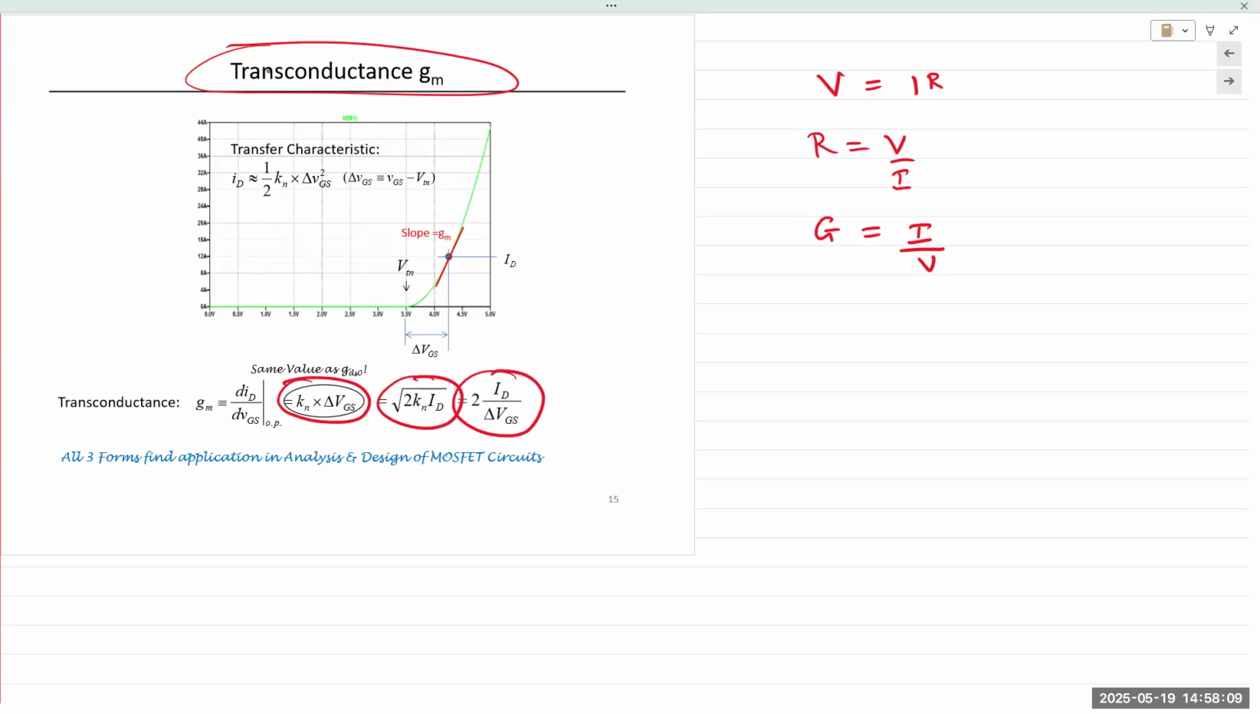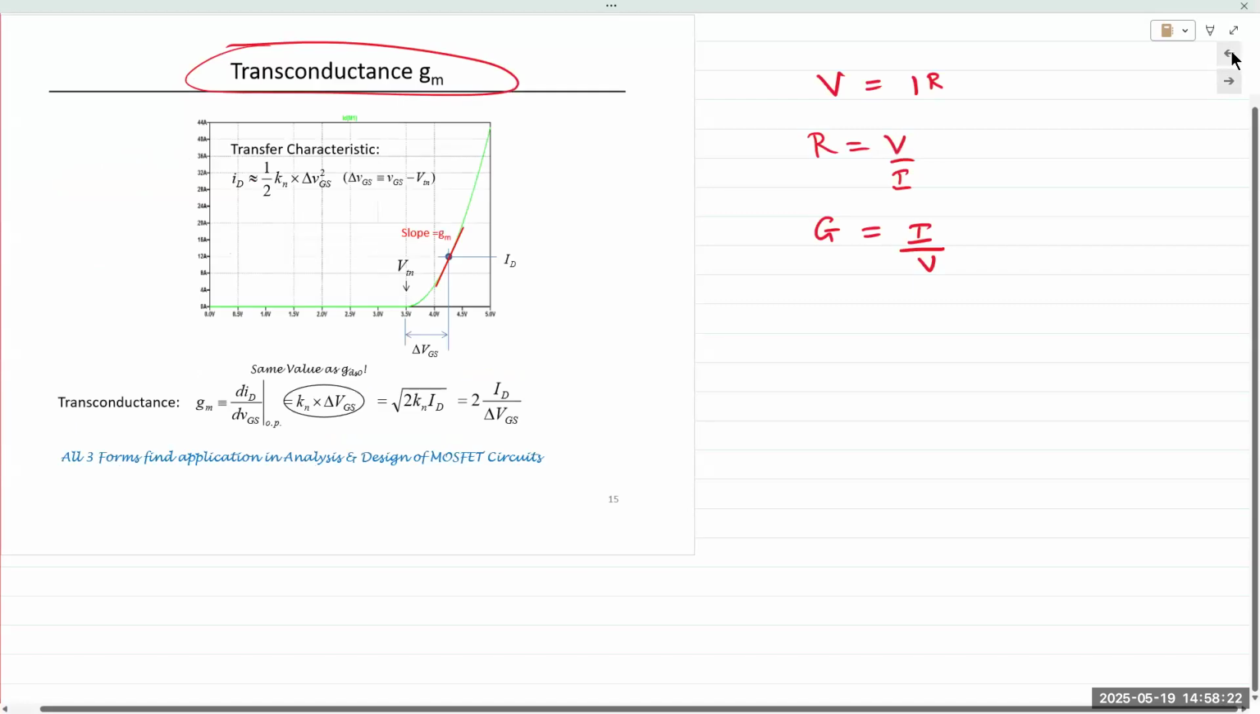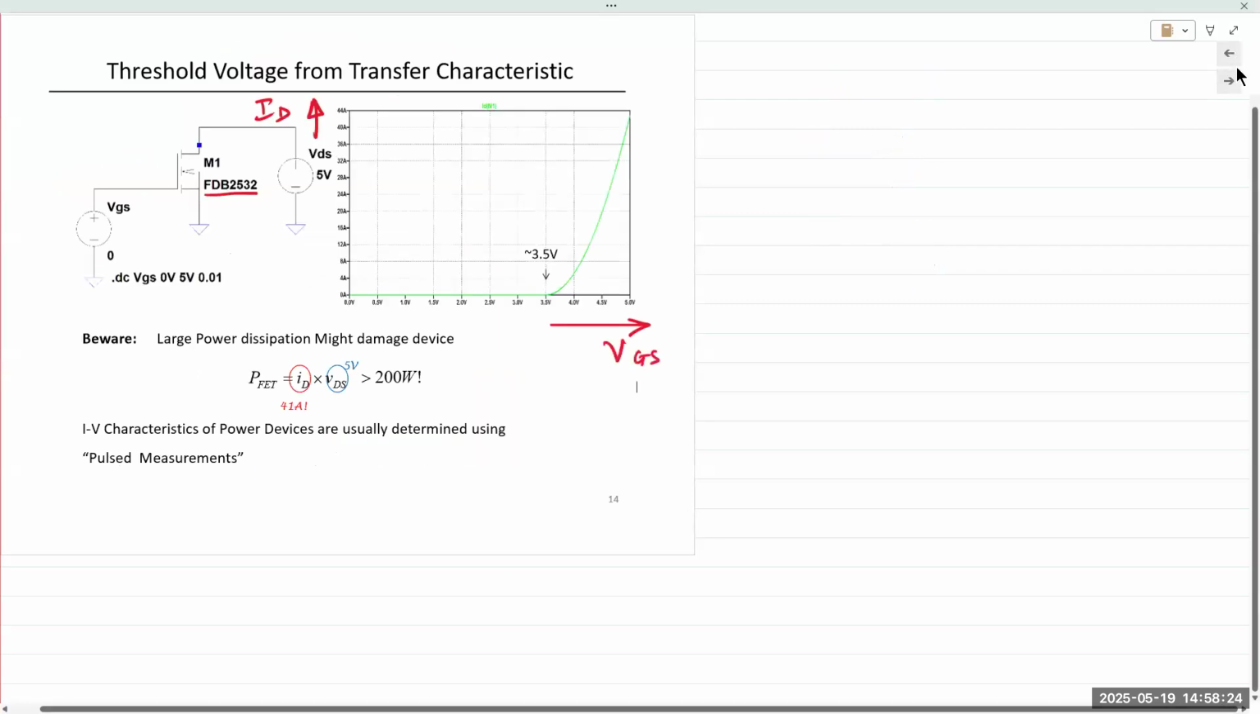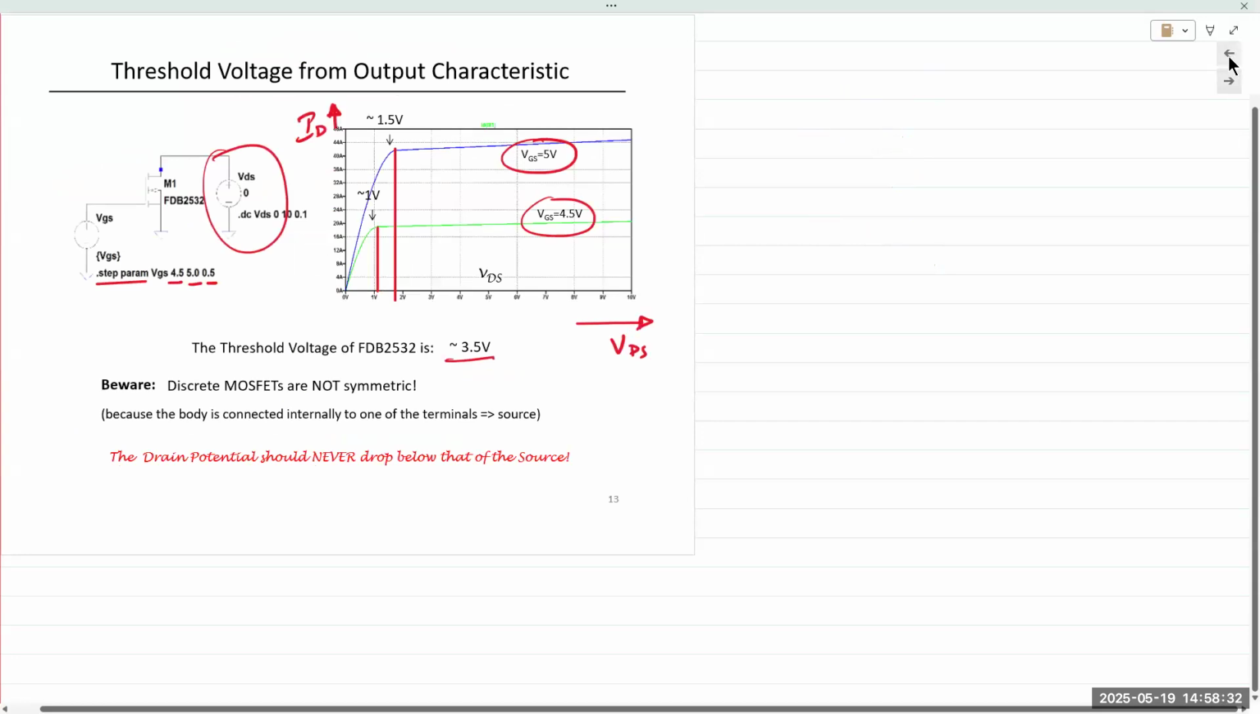All 3 forms find applications in many different circuits. And this then goes into device dimensions and KN. Let's see. Oh, power dissipation. Kind of obvious. We don't want current exceeding the device limits.